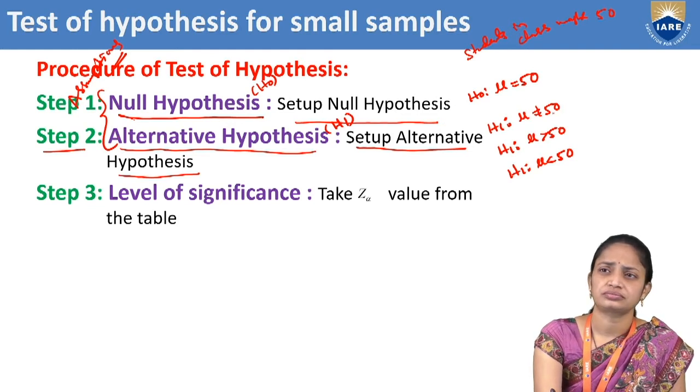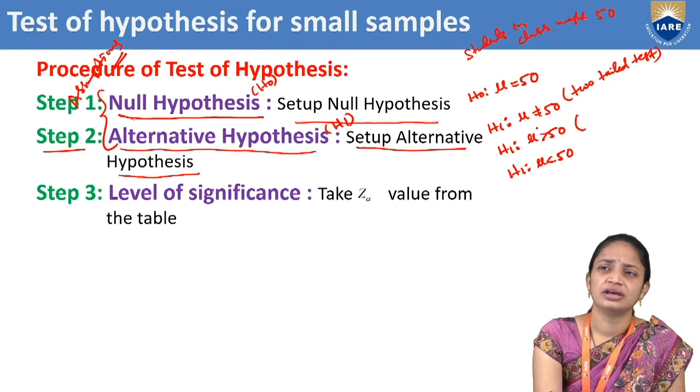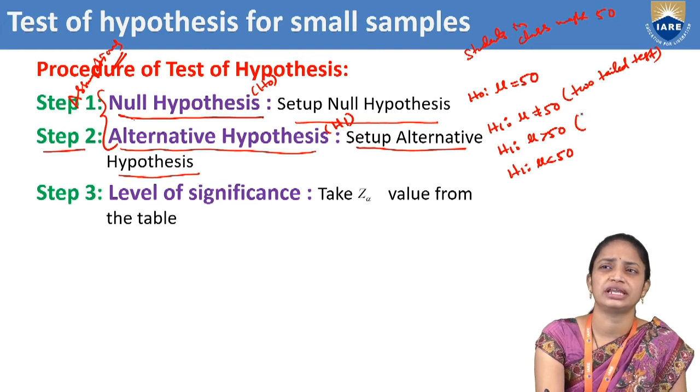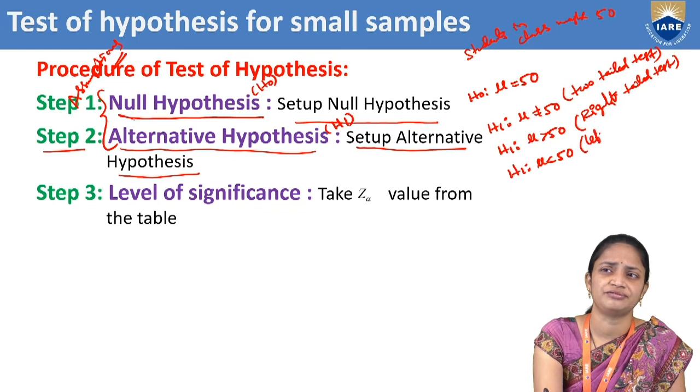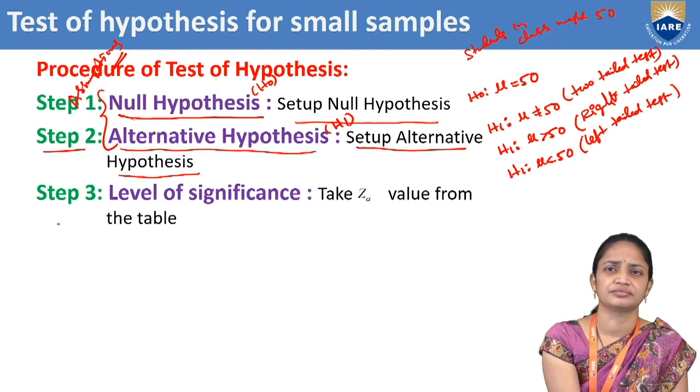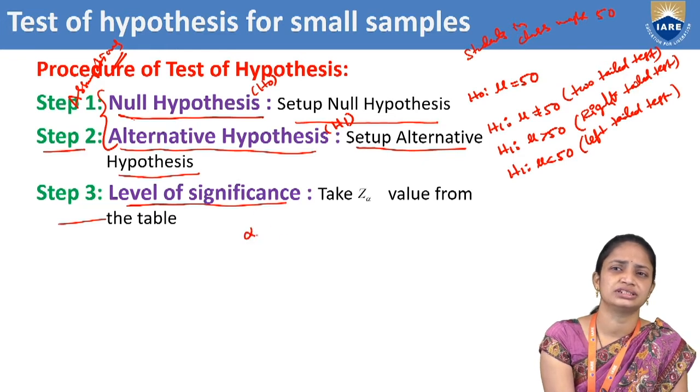Mu not equal to 50 means a two-tailed test. If in the alternative hypothesis we get mu greater than 50, we take that as a right-tailed test. If we have taken mu less than 50, then that is a left-tailed test. Next, step 3 is the level of significance, denoted with alpha.